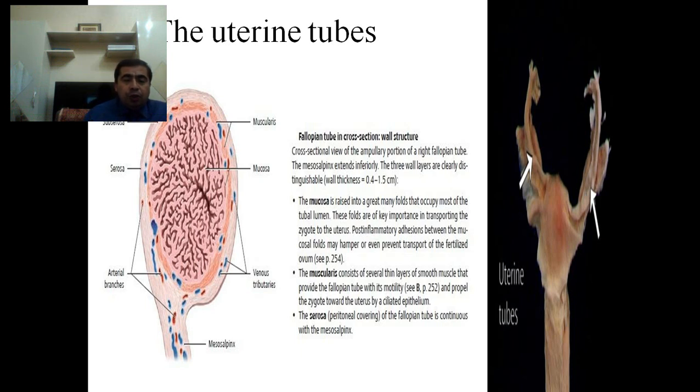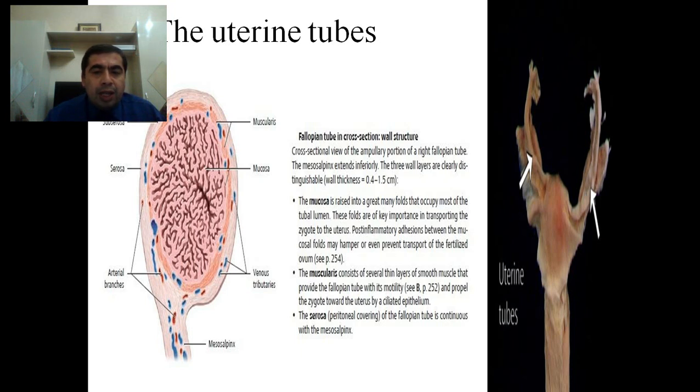The fallopian tube, or uterine tube, in the cross section view of the ampullary portion of the right fallopian tube. The mesosalpinx: this is an intraperitoneal organ, and the peritoneum forms the mesentery for the uterine tubes. Salpinx is the Greek name for the tube, and the mesosalpinx extends inferiorly. The three wall layers are clearly distinguishable.